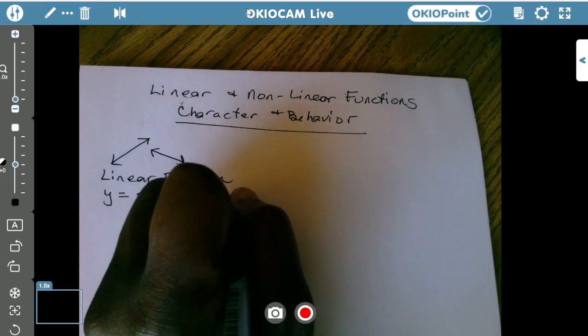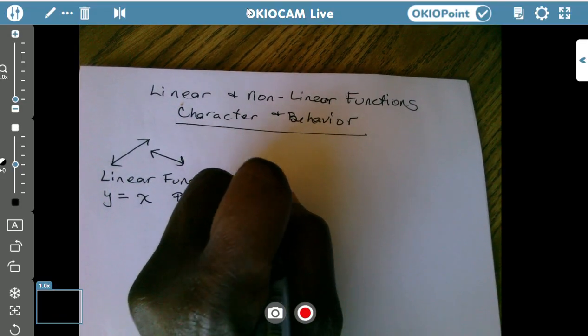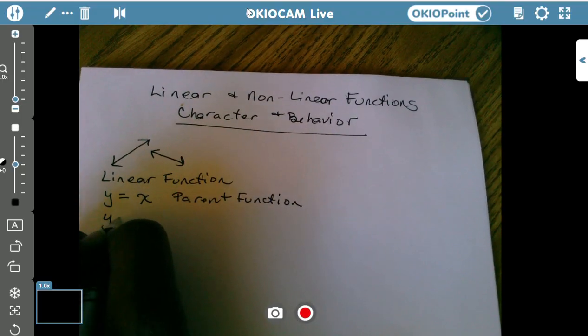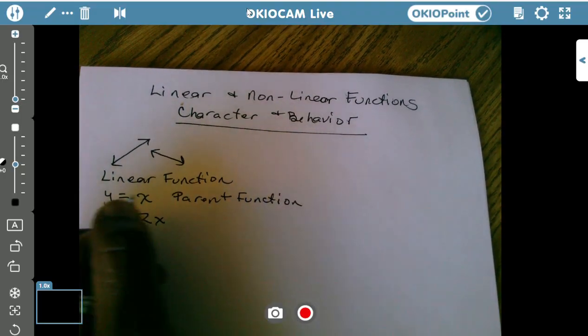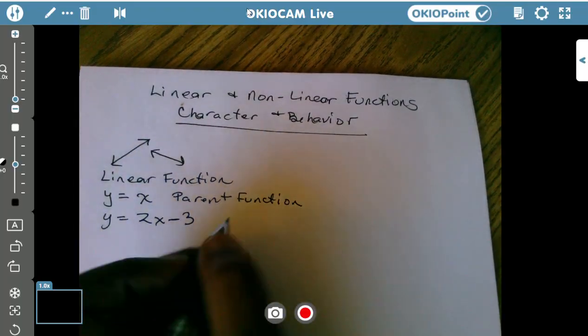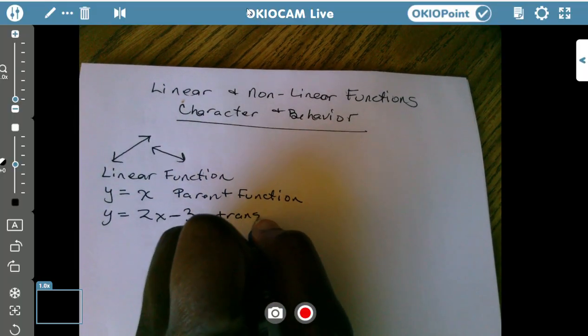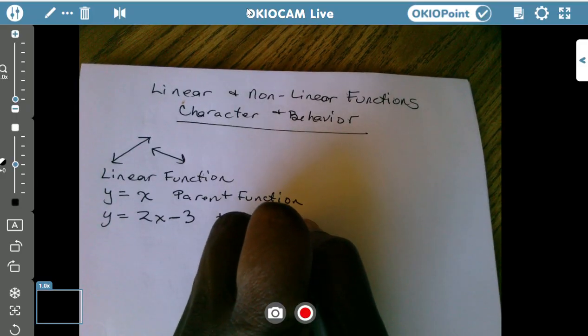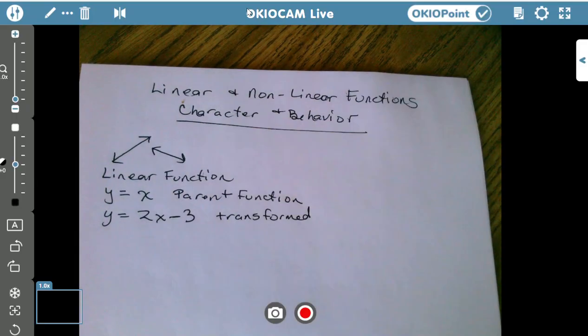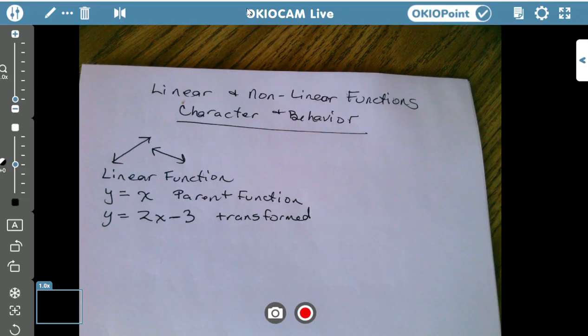This is the parent function. If we transform the function, we may have something like y equals 2x minus 3. Now the function has been transformed. We're going to compare the graphs, the inputs and outputs of each one of these after we finish.